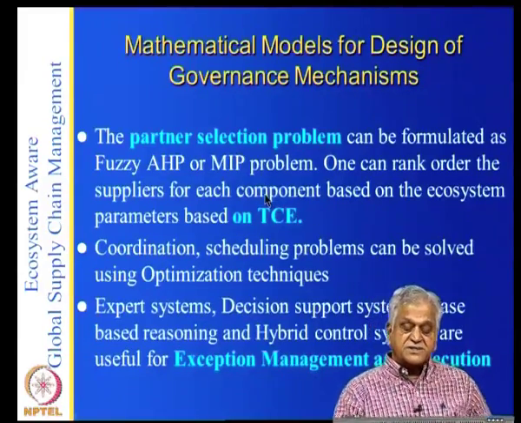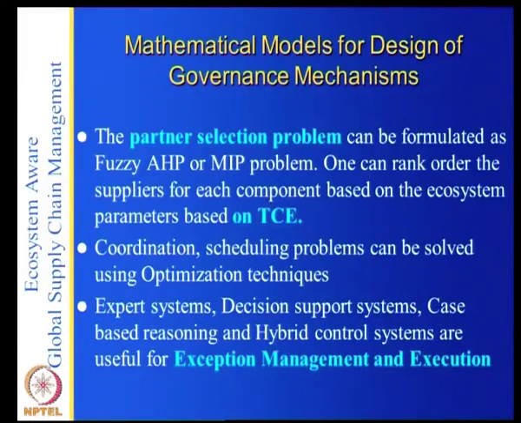But expert systems, decision support systems, case-based reasoning, and hybrid control systems are used for exception management and execution. Execution is also called real-time control. In other words, you have this entire process, you have to visualize it and try to execute the entire thing. So that becomes a very complex thing. Usually BPOs, business process outsourcing outlets, are used for this.